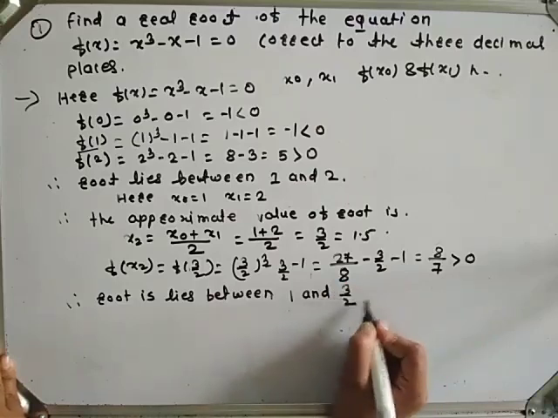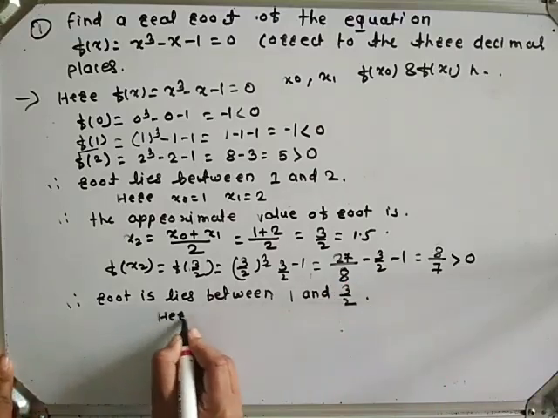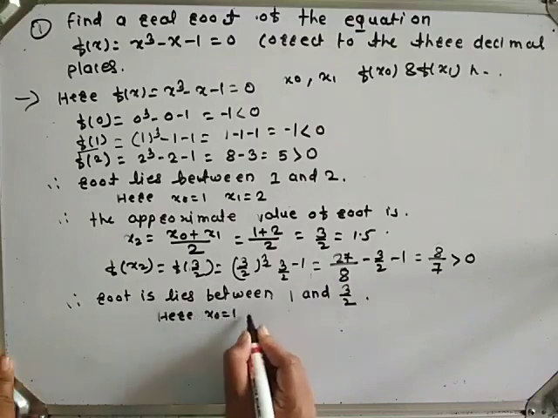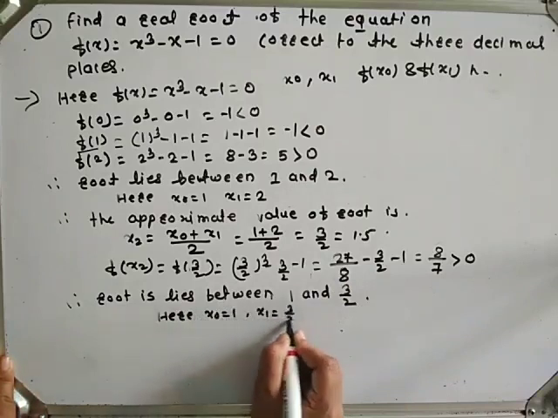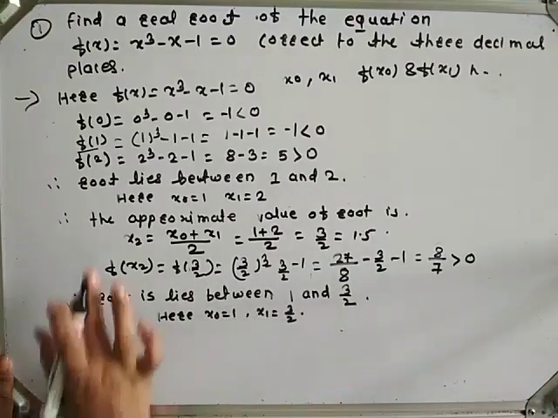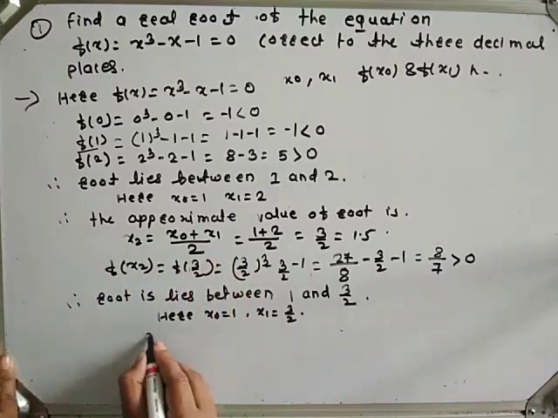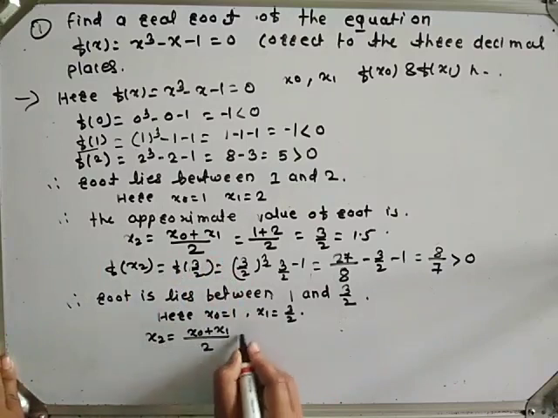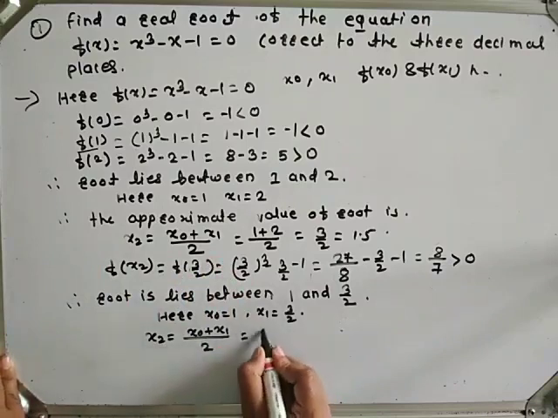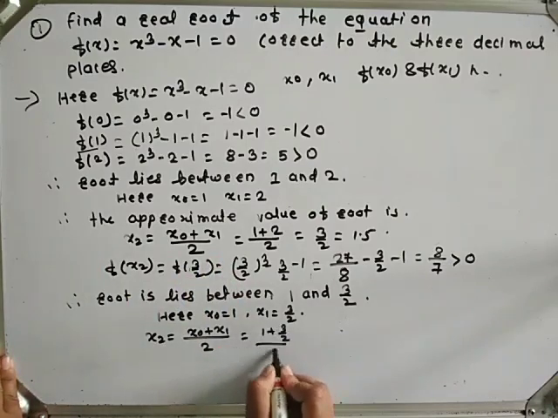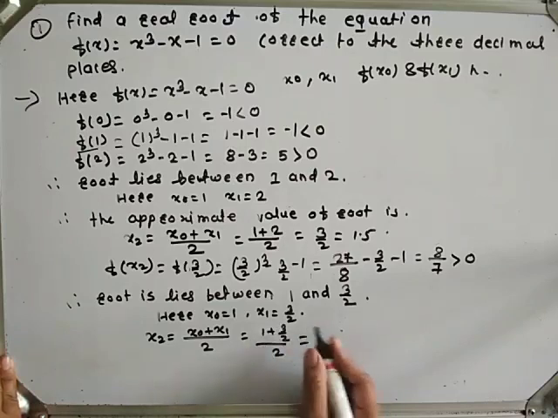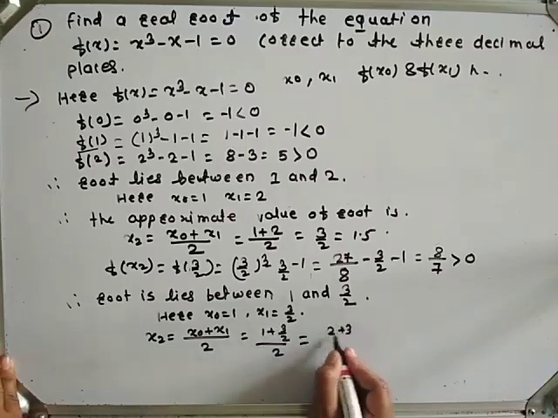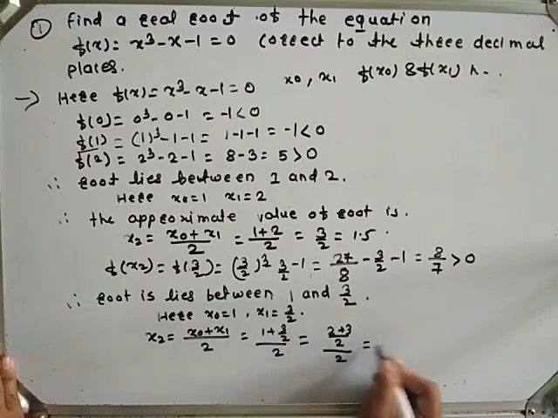Here x0 is equal to 1 and x1 is equal to 3 by 2. Therefore, the approximate value of the root is x2 is equal to (x0 + x1) / 2, which is (1 + 3 by 2) / 2, which is (2 + 3 by 2) / 2, which is equal to 5 by 4.